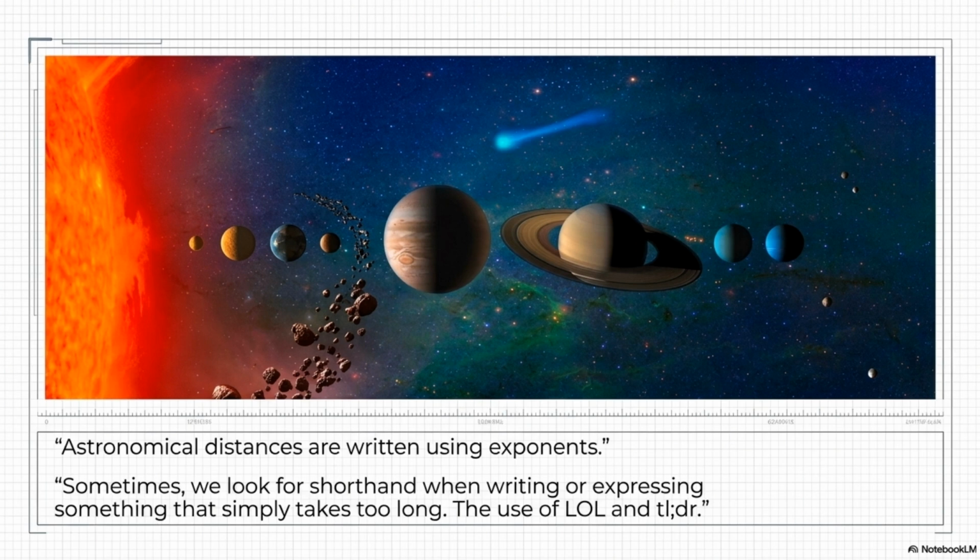Exactly. It's just faster. But that shorthand is incredibly efficient only on one massive condition. The person reading the text has to know the agreed-upon code. Right. They have to know what those random letters actually mean. Exactly. They have to know what those letters represent. And exponents are basically just the mathematical version of TLDR. They are the shorthand for repeated multiplication.